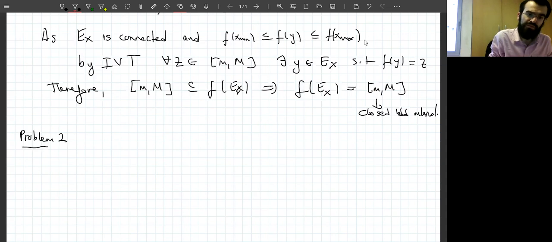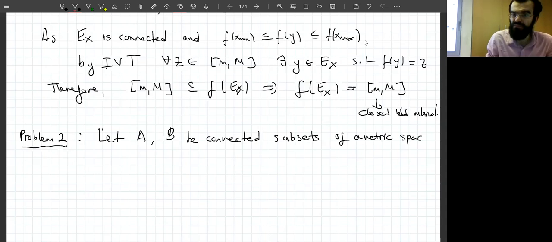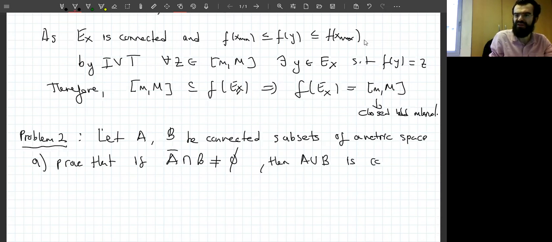Problem 2. Let A and B be connected subsets of a matrix space, let's say X. Prove that if the closure of A intersected with B is non-empty, then this union A union B is connected. Solution.